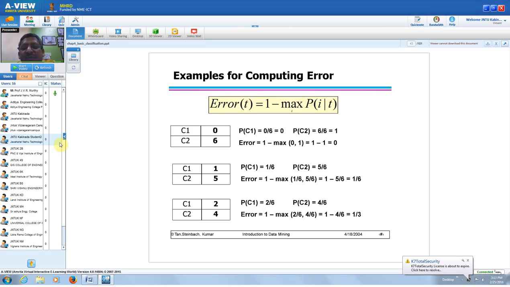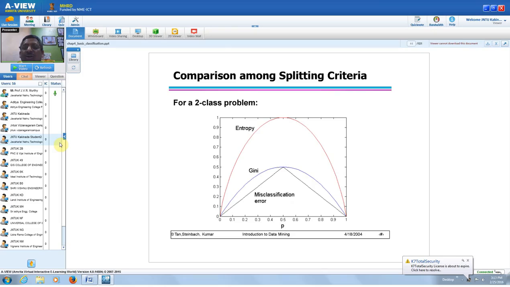And examples for computing error. Error is 1 minus max of p(i|t), we consider, right? 0 by 6, 6 by 6. So your error is 1 minus max of 0, 1. So 1 minus 1, error is 0. Here 1 by 6, 5 by 6, max of 1 by 6, 5 by 6, so 1 minus 5 by 6, error is 1 by 6. For 2, 4, the error is 1 by 3. So the error is considered as 1 minus max of the probabilities of each partition. That is also another measure you consider in computing.